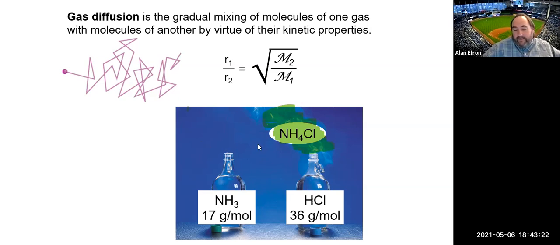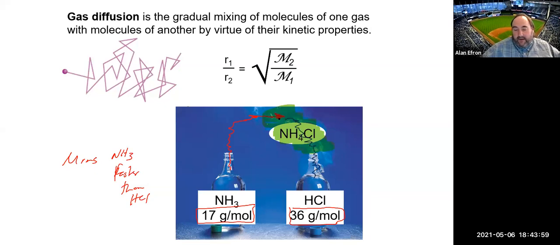If we do a quick comparison of molar masses here, 17 versus 36, and if we had to roughly estimate, I would imagine that the root mean square velocity of ammonia would be faster than HCl, which means when the ammonia exits the bottle, it is moving much faster, which means it's able to get over here a lot faster than the HCl, which is moving a lot slower out of this bottle.